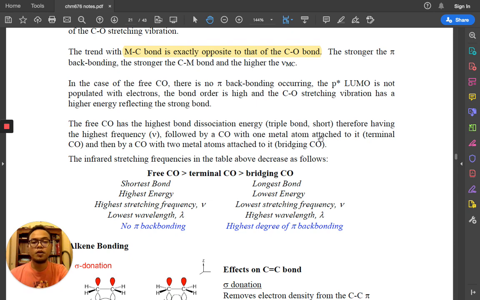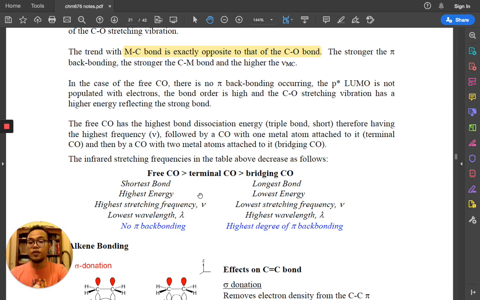Free CO has a triple bond and is short. The shorter the bond, the stronger it is. The longer the bond, the weaker it is. Therefore, free CO has the highest frequency, followed by CO with one metal, which we call terminal CO. If you have two metals, we call it bridging CO. If you arrange all these according to the frequencies in decreasing order, free CO will have the highest frequency, followed by terminal carbonyl, and then followed by bridging carbonyl.